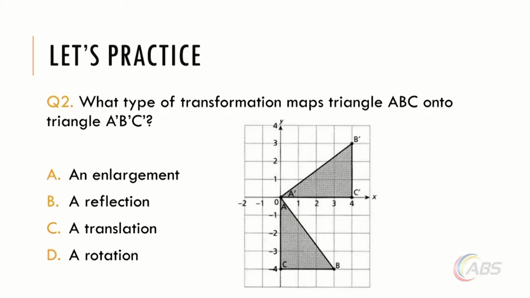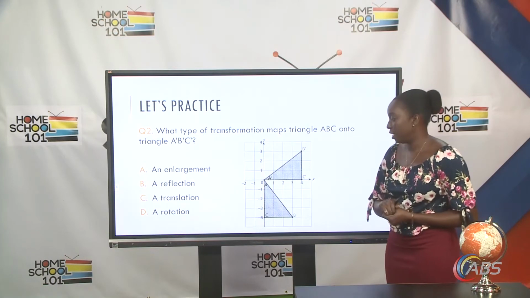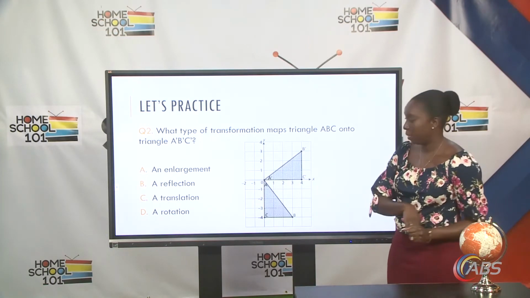Question 2. What type of transformation maps triangle ABC onto triangle A prime, B prime, C prime? Is it an enlargement? Is it a reflection? Is it a translation? Or is it a rotation? Notice that the triangle started, both of them, A and A prime, at 0, 0, which is the origin. Now, which one of those four best describes what's happening in this picture?